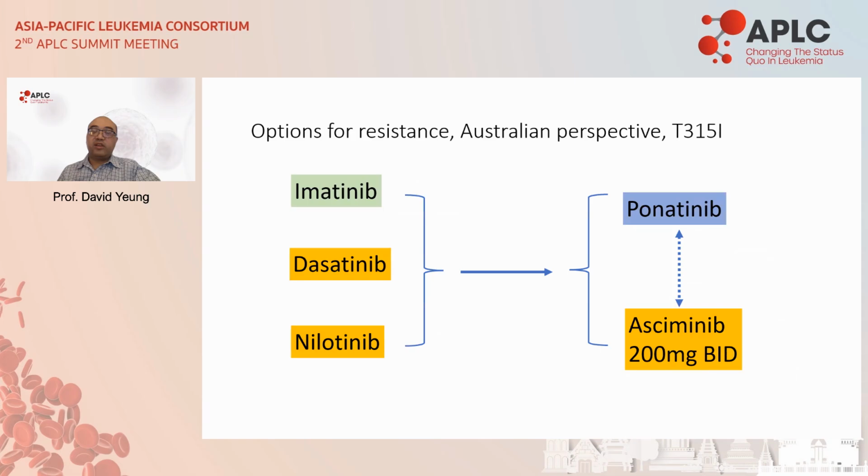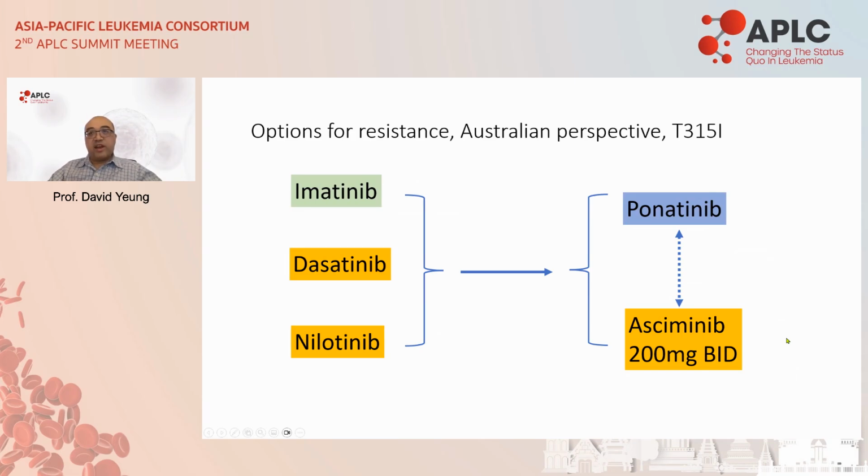T315I is a bit different because, as many of you know, it confers resistance against dasatinib and nilotinib as well as imatinib. So if we detect this mutation, patients do go straight to either ponatinib or asciminib.